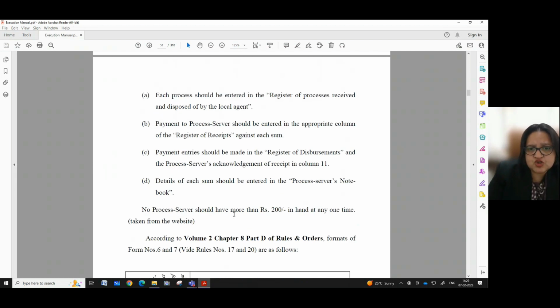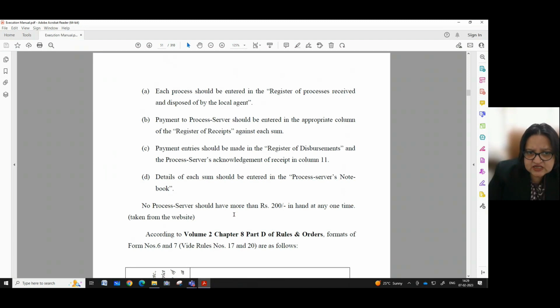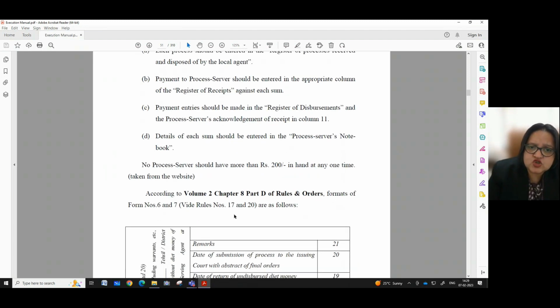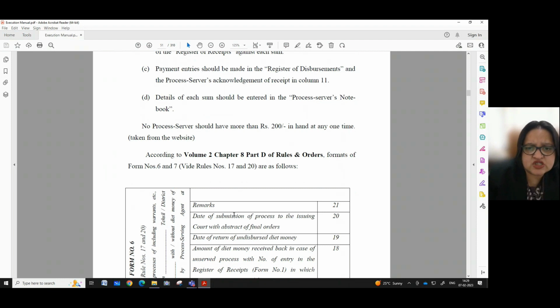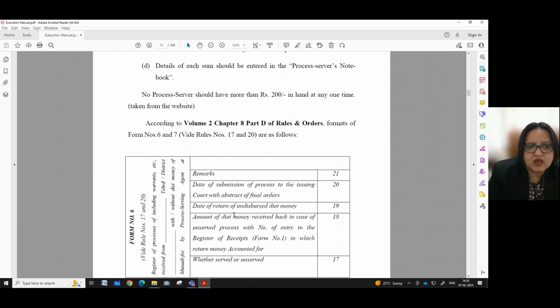Payment to the process server should be entered in the appropriate column of the register of receipts against each sum. Payment entries should be made in the register of disbursement, and the process server's acknowledgement and receipt in column number 11. Details of each sum should be entered in the process server's notebook. No process server should have more than rupees 200 in hand at any one time.